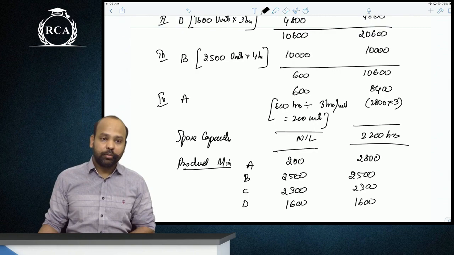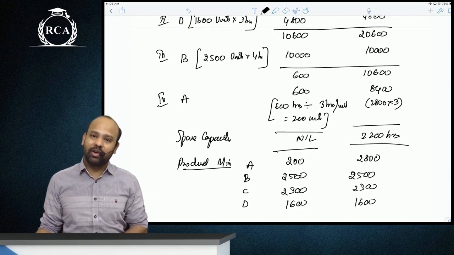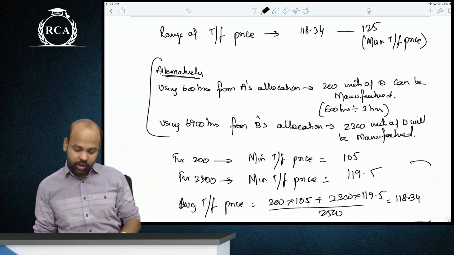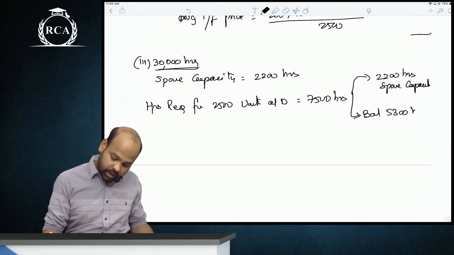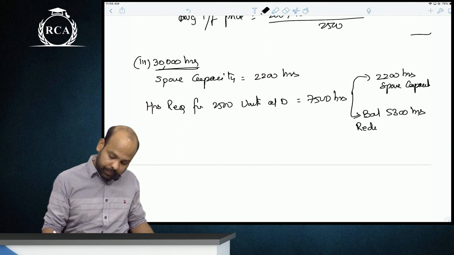Yes, beta. Product A had 8,400 hours allocated. So up to 8,400 hours we will first reduce, beta, from this. The balance 5,300 hours is reduced, beta, from product A. Reduced from product A's allocation.